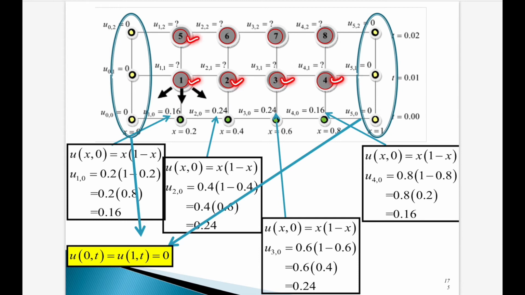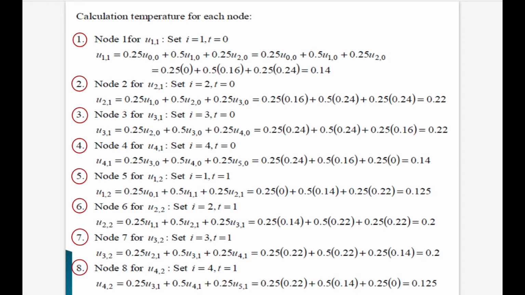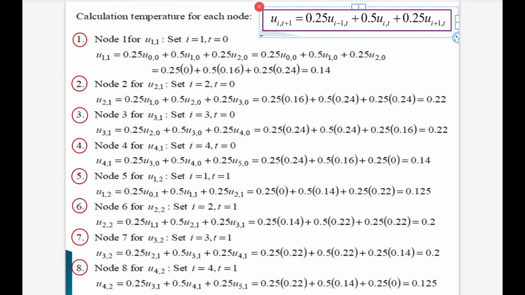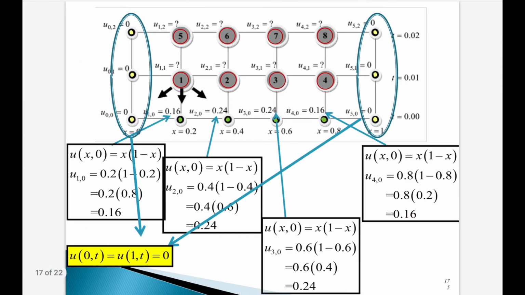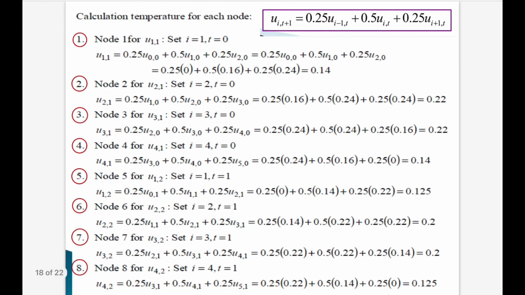Okay, 1, 2, 3, 4, 5, 6, 7, 8. Okay, we just use the formula that we manipulated in step 1. So we will use this value for each of the red points. For node 1, this is U11. So U11 will use this value and this value. So 0.25 times U(i-1,t) will be U00, U(i,t) will be U10, and U(i+1,t) will be U20.